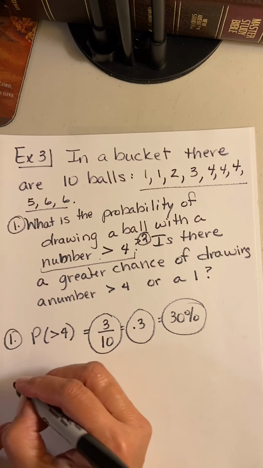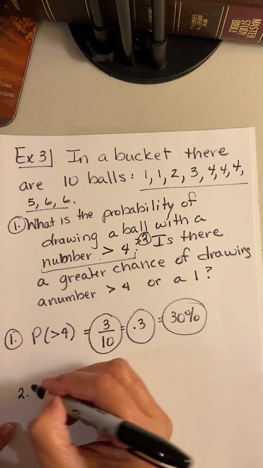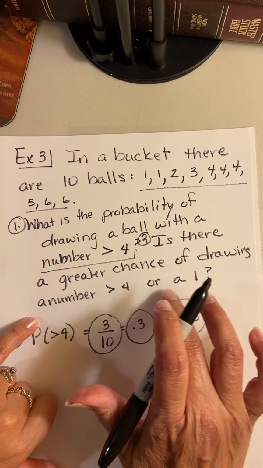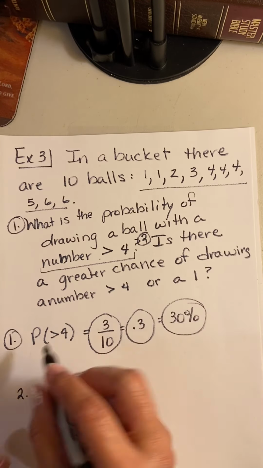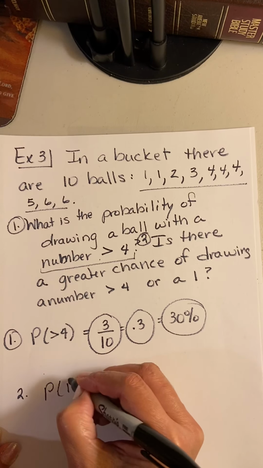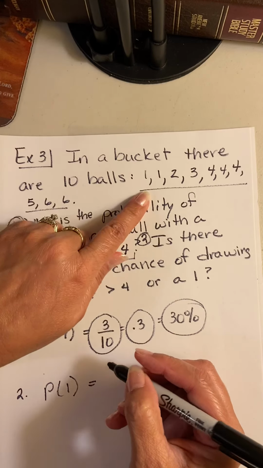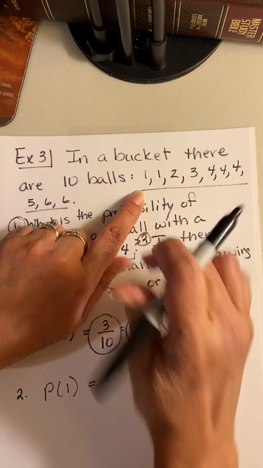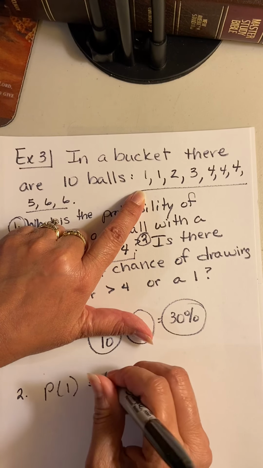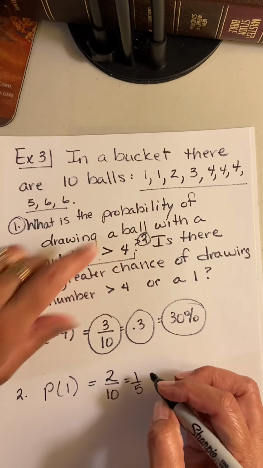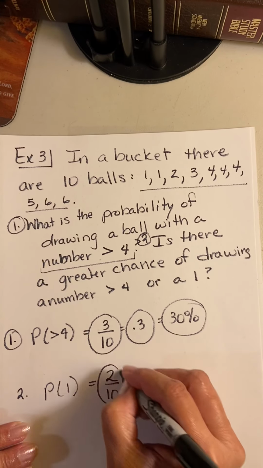Now, here's the second part. Part 2 says, is there a greater chance of drawing a number greater than 4 or a 1? All right, so we already know how much it is to get a greater than 4, but what's the probability of getting a 1? So I come up here to my list, my sample space, and I have 2. There's 2 out of 10, which is 1/5.